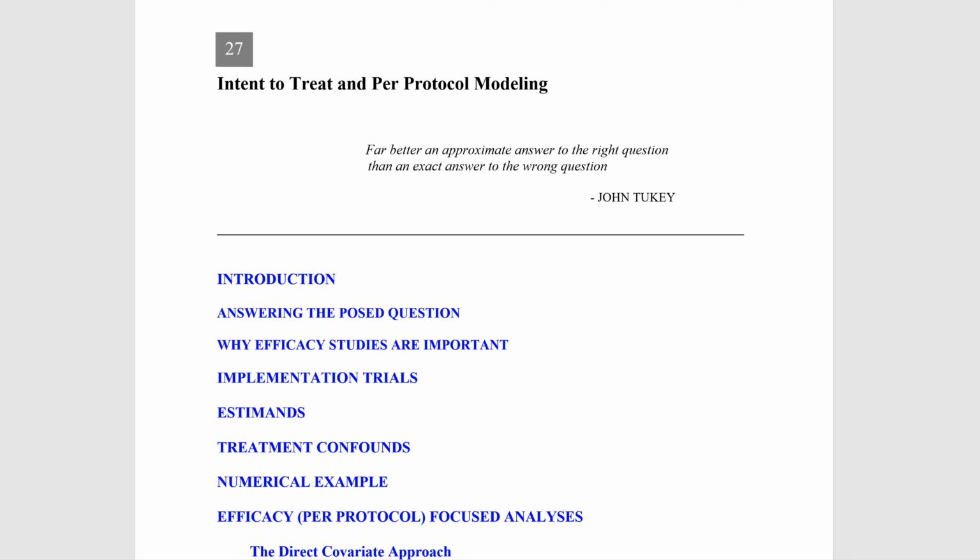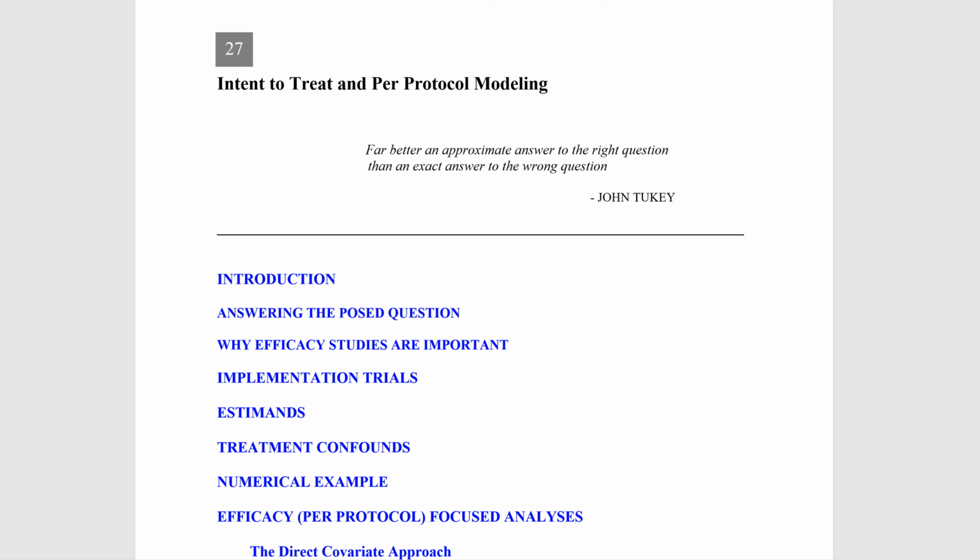In this chapter, I discuss in depth the two different approaches to analyzing data from an RET that has treatment dropouts. There are many misconceptions about such analyses. I showed that the traditional approaches to per protocol and intent to treat analyses have potential pitfalls, and I discuss more modern methods of analysis that are more appropriate. These include, for per protocol analyses, such methods as the direct covariate approach, IPTW methods, complier average causal effect analysis, G estimation, and targeted maximum likelihood methods, among others.